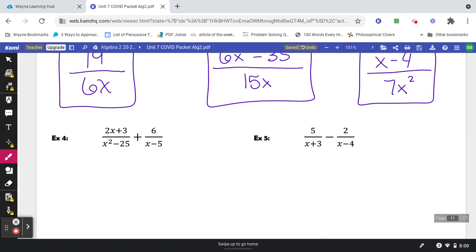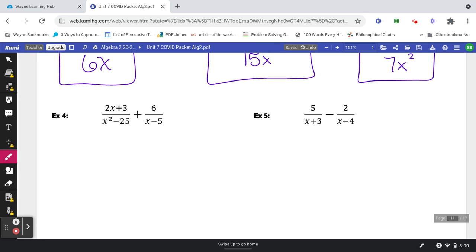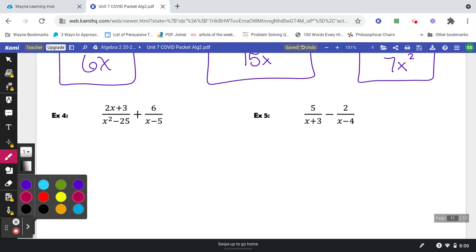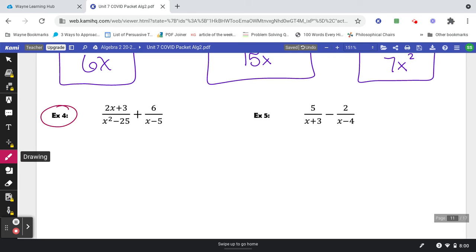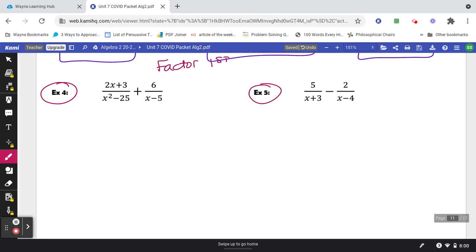For the next set of problems, we're going to have to factor first. So let's make a little note here. For number 4 and 5, we need to factor first. So for example number 4, this x squared minus 25 is going to factor. It's a difference of squares, x plus 5 and x minus 5. Everything else I'm just going to bring down.